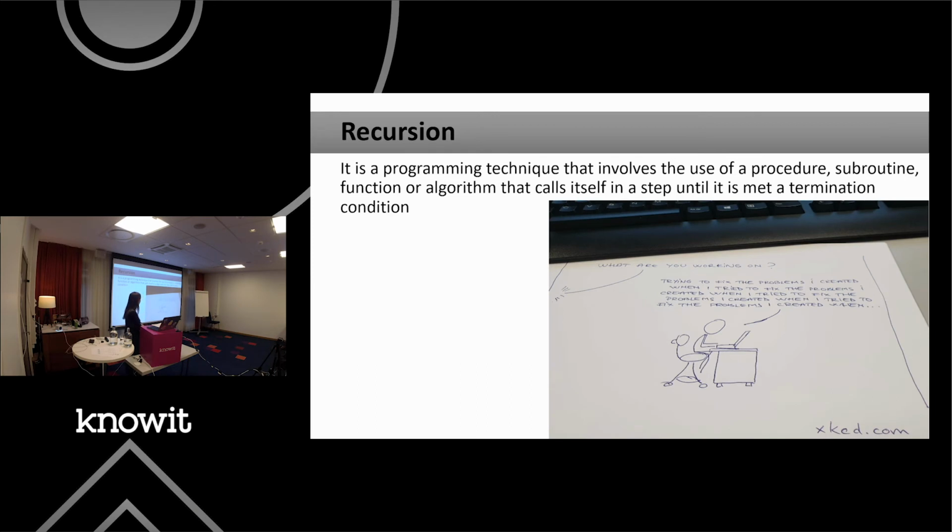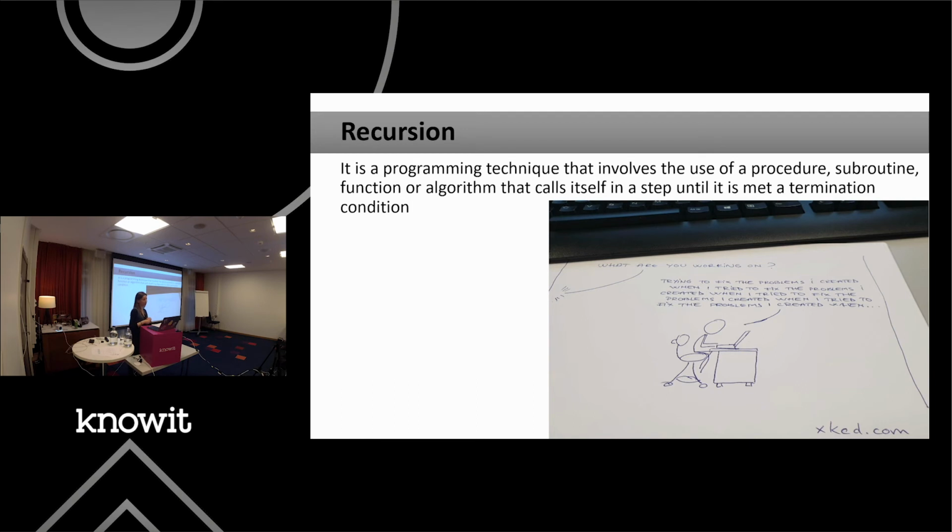Recursion. Recursion is a programming technique that involves the use of a procedure or subroutine, a function or algorithm that calls itself in a step until it meets a terminal condition. With recursion, we practically have a problem and we break it and break it and break it until it's very trivial to resolve.